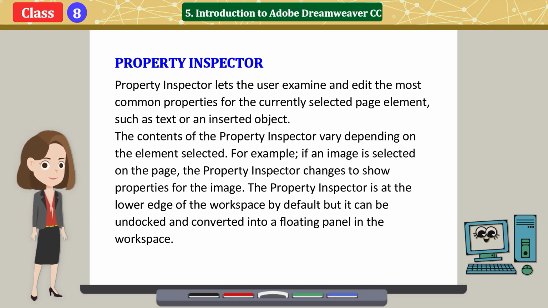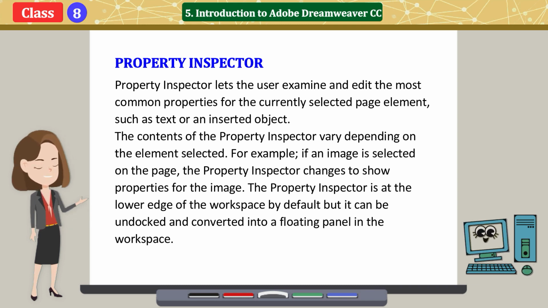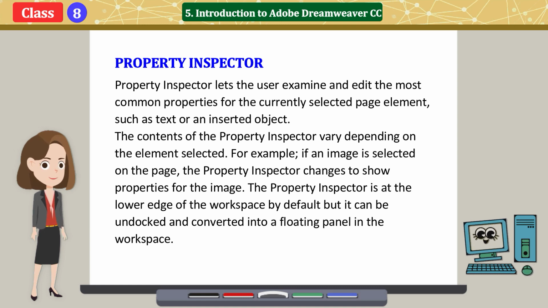The contents of the Property Inspector vary depending on the element selected. For example, if an image is selected on the page, the Property Inspector changes to show properties for the image. The Property Inspector is at the lower edge of the workspace by default, but it can be undocked and converted into a floating panel in the workspace.